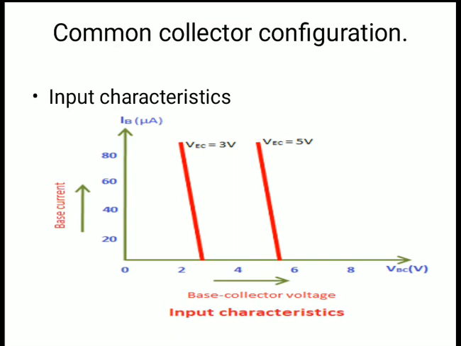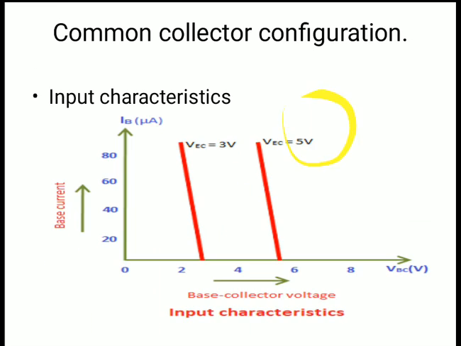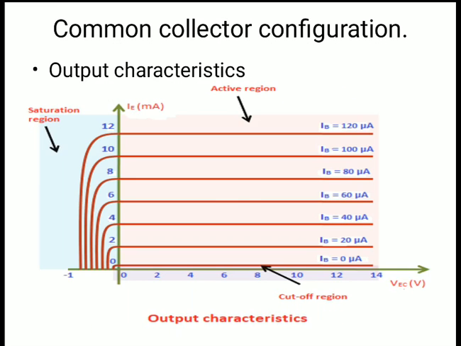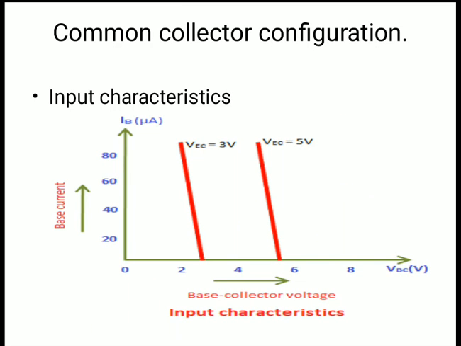Common collector configuration. In this common collector configuration, we again have the input characteristic. You can see in the input characteristic that we are getting the voltage VB. We have taken the relation between VBC and IB. This is VBC and this is IB at constant VCE, or VEC. VEC and VCE are nothing but the same.